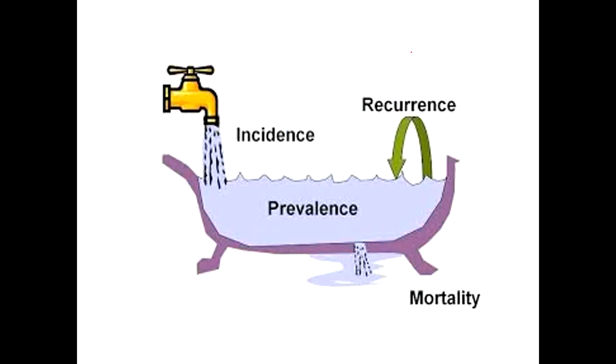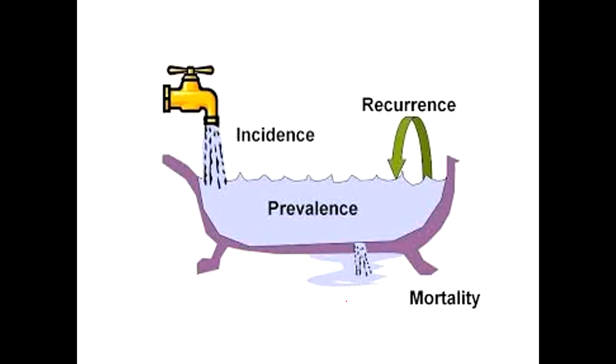So moving towards this picture, one of your OSPE questions. This is known as the epidemiological bathtub, which shows the number of new cases which are occurring, and old and new cases combined together make the prevalence. The prevalence will decrease with the number of deaths, and the prevalence will increase with the increased number of recurrences of cases. Fine. Prevalence will also be decreased if there is a cure available for the disease.